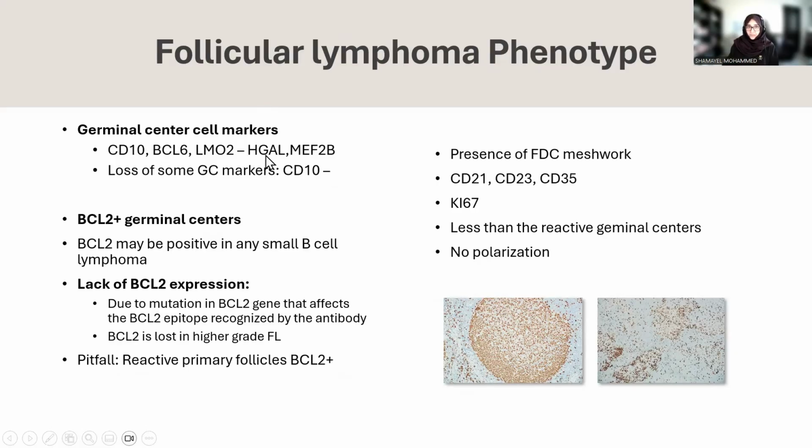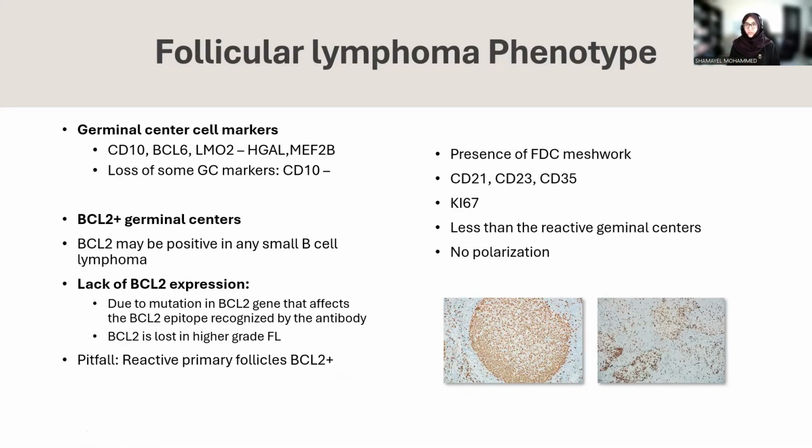We don't have all of these immunos in our lab, so we depend on CD10, BCL6, LMO2. In some of the follicular lymphomas, you must keep in mind that they might lose the CD10, especially the diffuse areas, or the higher grade follicular lymphomas can lose CD10. Then the other characteristic finding is BCL2 positivity.